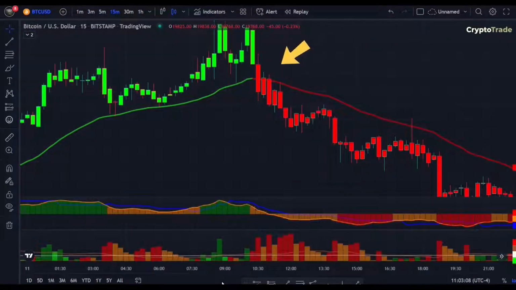The indicator trend bars line is red and the candle closed below this line. The QQE MT4 bars are red. And at the same time the blue line is above the orange line. The indicator WADDAH ATTAR has a red bar and it is above the white line.